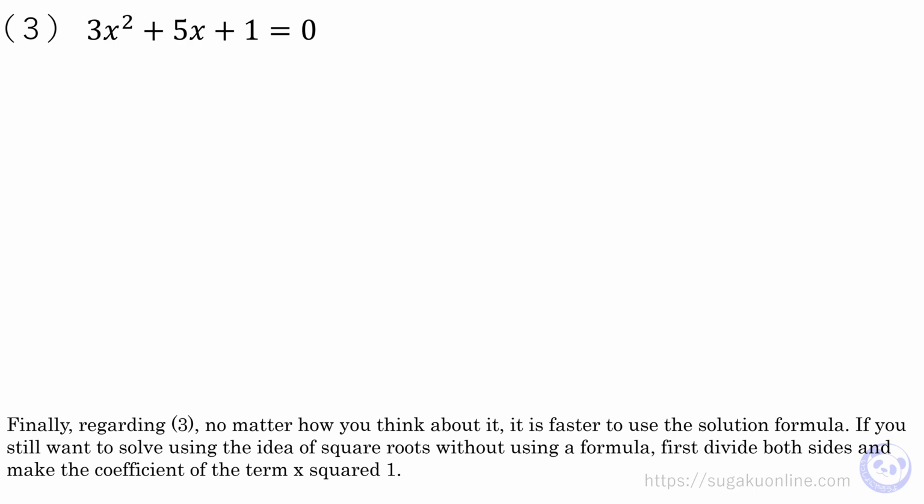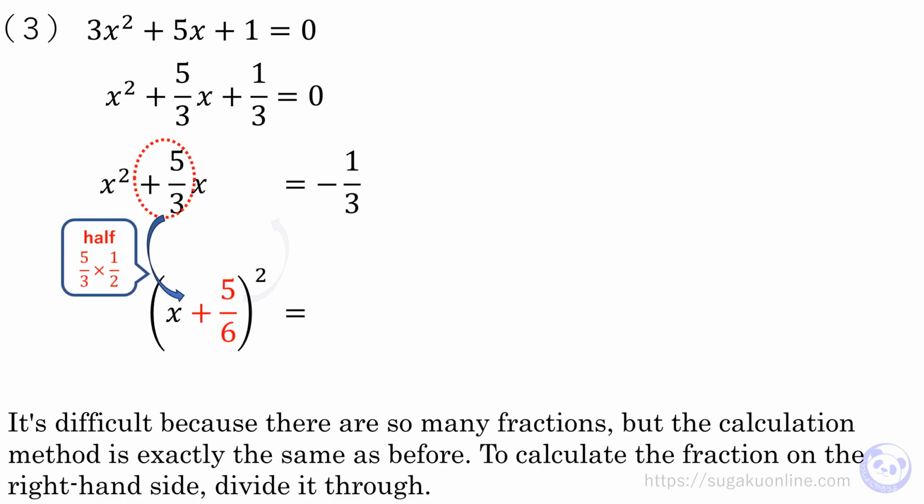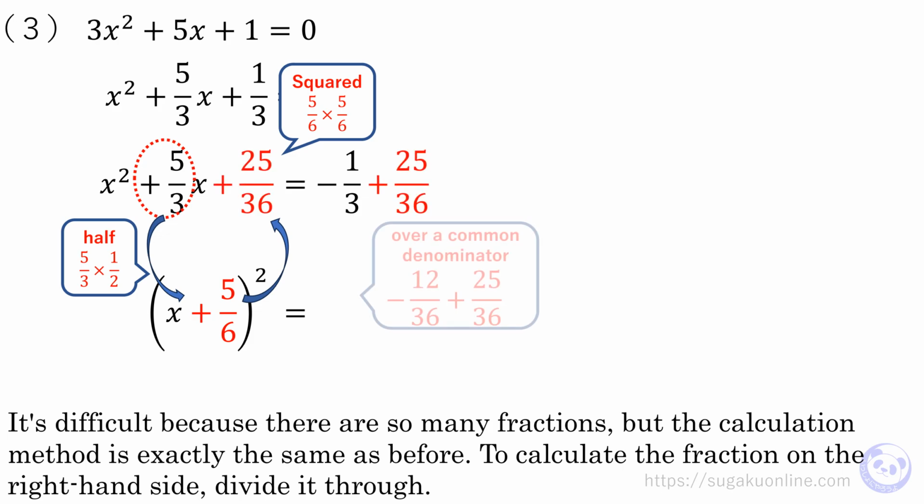Finally, regarding 3, no matter how you think about it, it is faster to use the solution formula. If you still want to solve using the idea of square roots without using a formula, first divide both sides and make the coefficient of the term x squared 1. It's difficult because there are so many fractions, but the calculation method is exactly the same as before. To calculate the fraction on the right-hand side, divide it through.